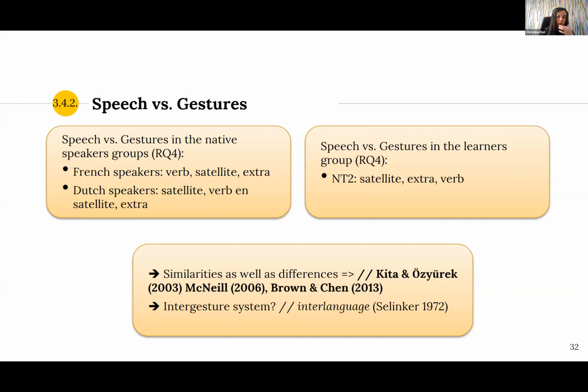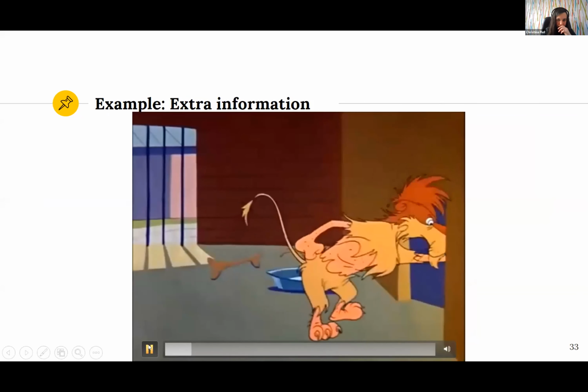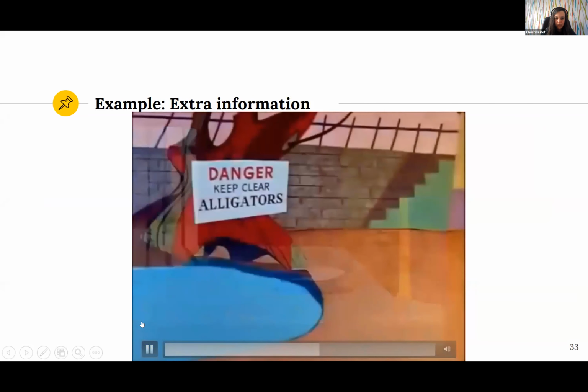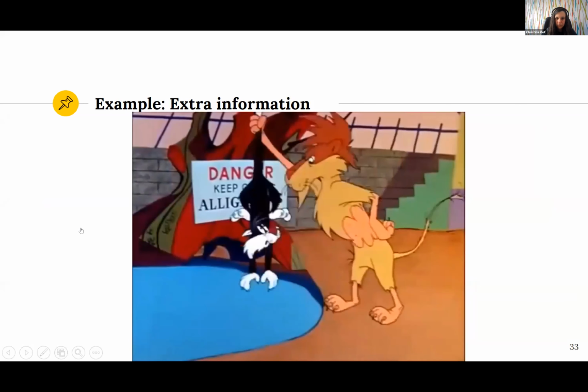So maybe we could talk about an intergesture system, as there is the interlanguage. And here I will show you quickly an extract of a participant who is giving extra pieces of information in her gestures compared to speech.